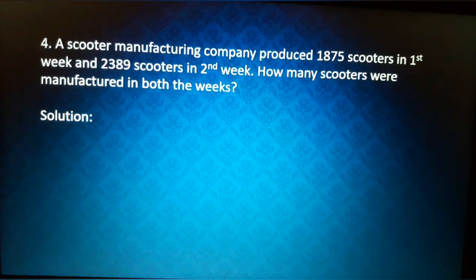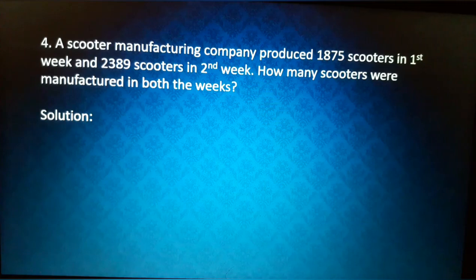Question number 4. A scooter manufacturing company produced 1875 scooters in the first week. So we are talking about a scooter manufacturing company. What do they do? They produce. What do they produce? They produce scooters. In the first week they produce 1875 scooters. In the second week they produce 2389 scooters. So first week and second week. The question is, how many scooters were manufactured in both weeks? Means in the 2 weeks how many? Again the total comes up.